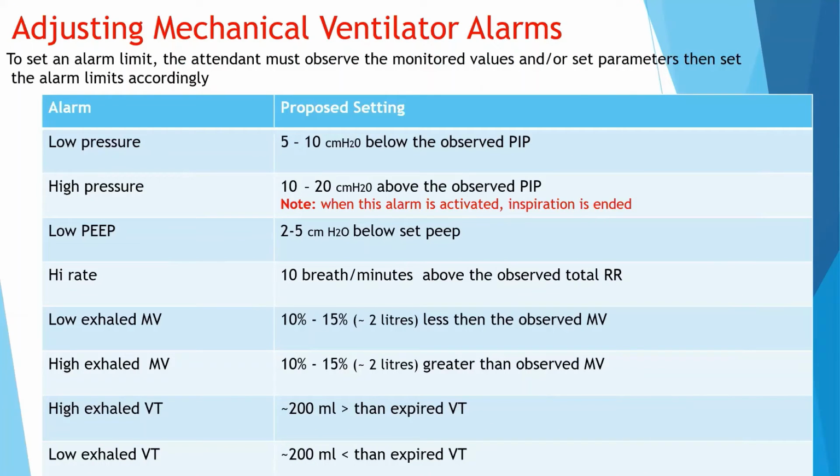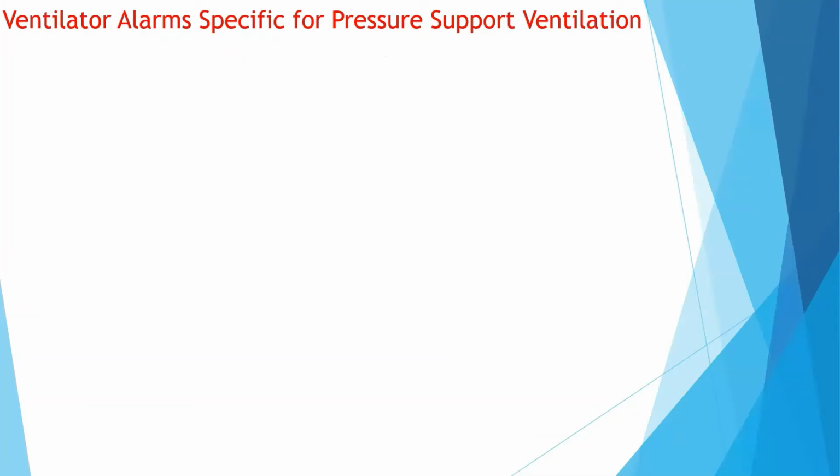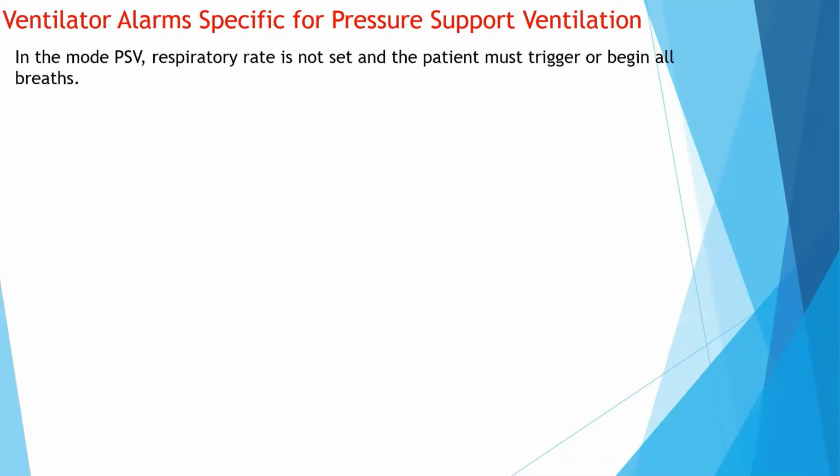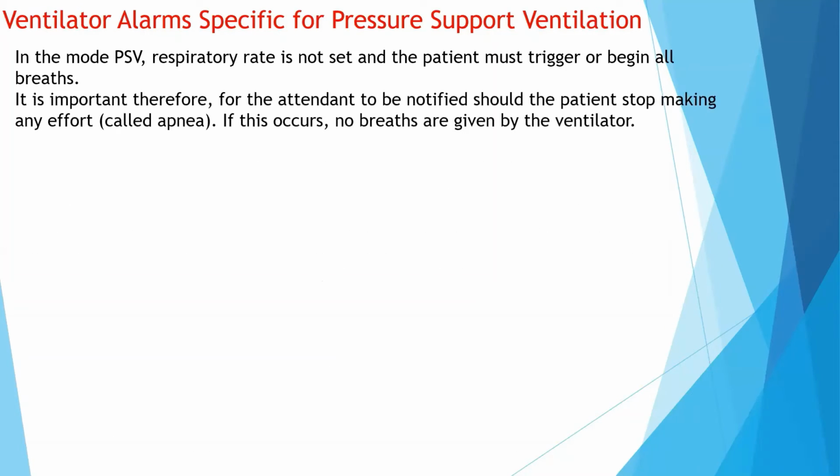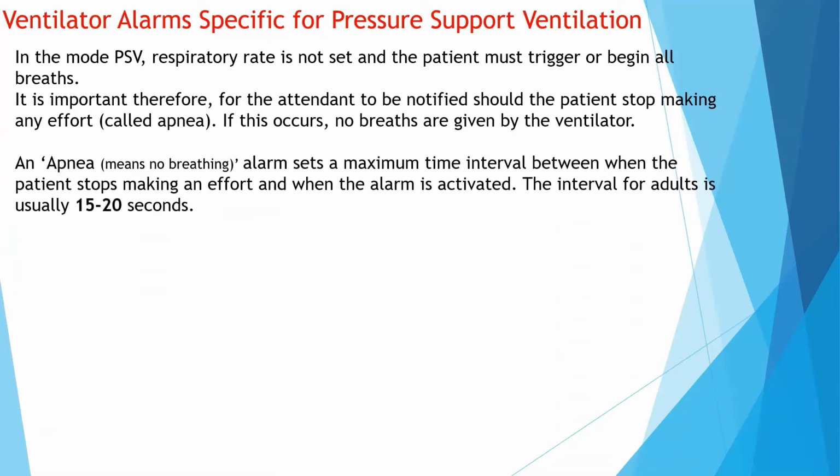To set an alarm limit, the attendant must observe the monitor values or set parameters and then set the alarm limits accordingly. There are specific alarms for pressure support ventilation. In the mode pressure support ventilation, respiratory rate is not set, and the patient must trigger or begin all breaths. It is important, therefore, for the attendant to be notified should the patient stop making any effort. This is called apnea. If this occurs, no breaths are given by the ventilator.